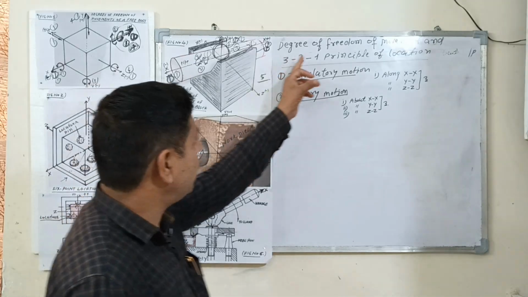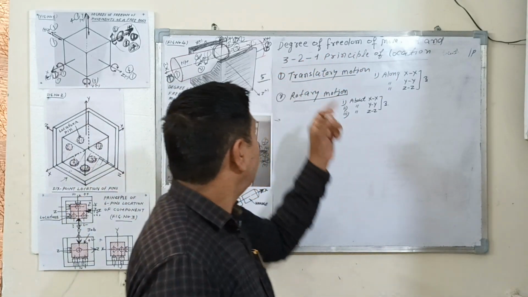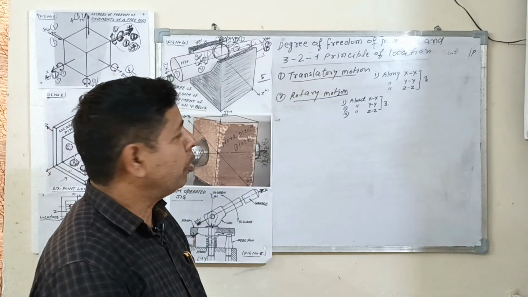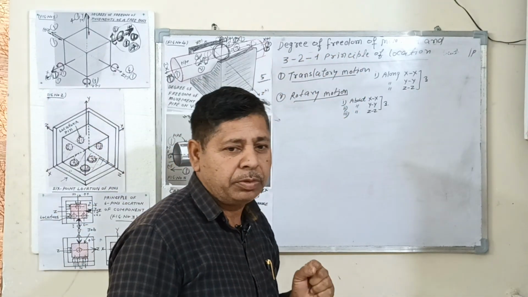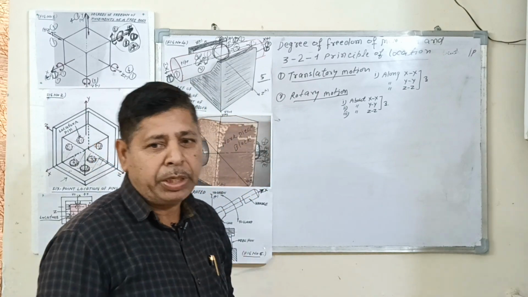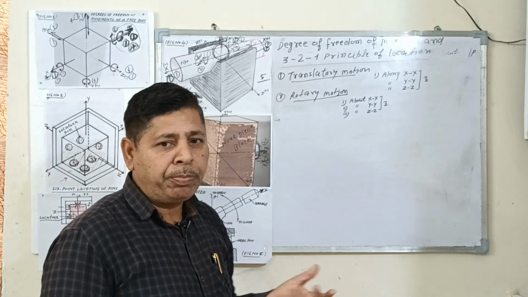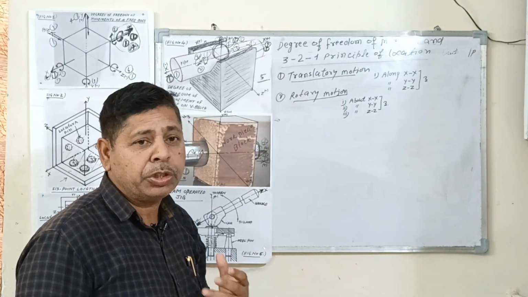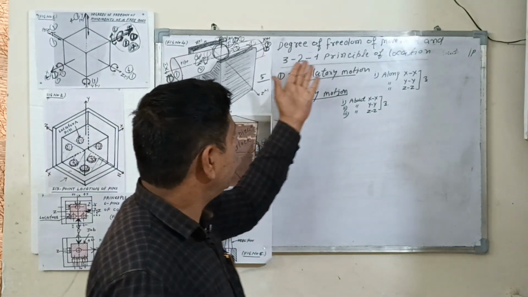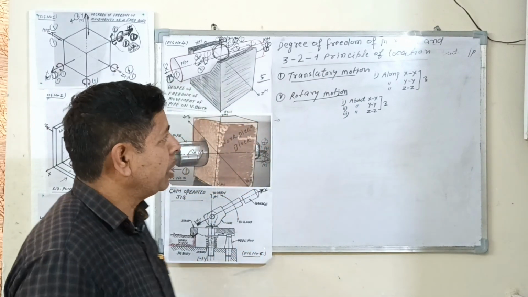Today my topic is degree of freedom of the moment and 3 to 1 principle of location. So what is the meaning of degree of freedom of the moment? The degree of freedom of the moment defines the number of directions that can be used to change the position of the body. The degrees of freedom of the moment are generally of two types.